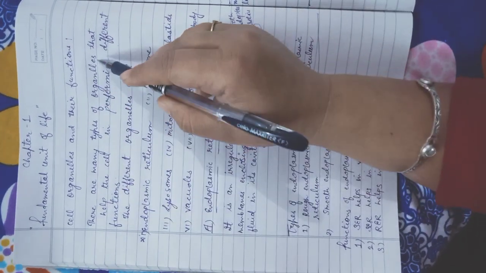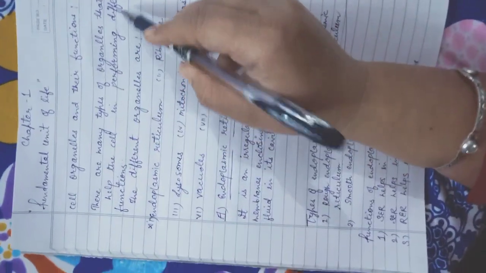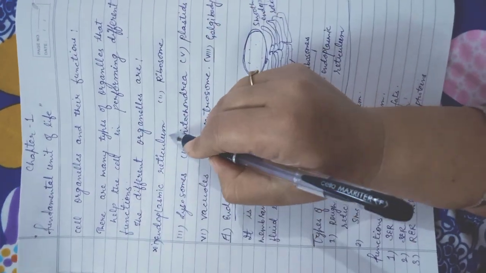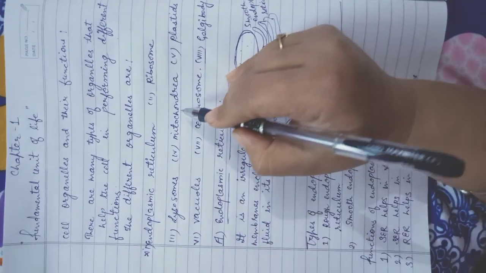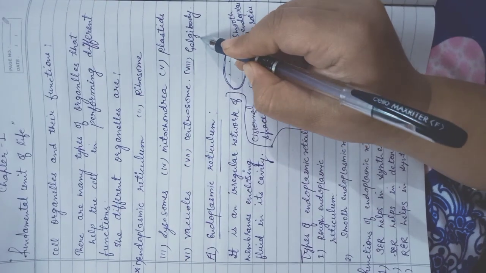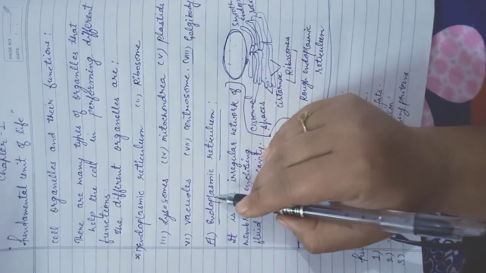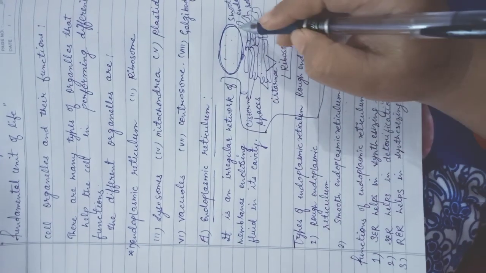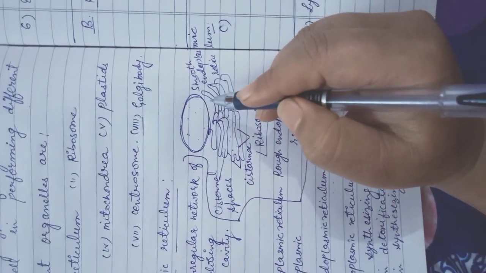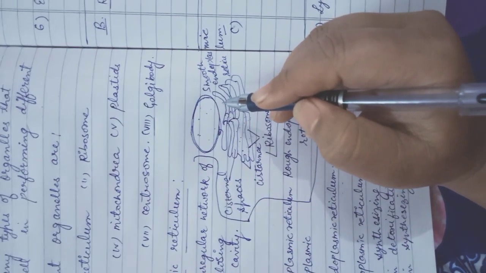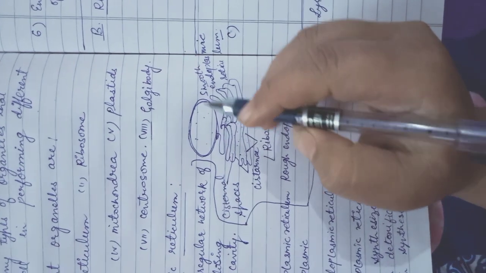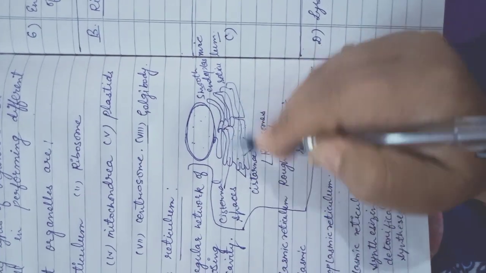There are many types of organelles that help the cell in performing different functions. So what are the different organelles? They are endoplasmic reticulum, ribosomes, lysosomes, mitochondria, plastids, vacuoles, centrosome, Golgi body. Let's discuss the endoplasmic reticulum. Here you can see the picture of the endoplasmic reticulum, and you can see that it is an irregular network of membranes that is enclosing fluid in its cavity.